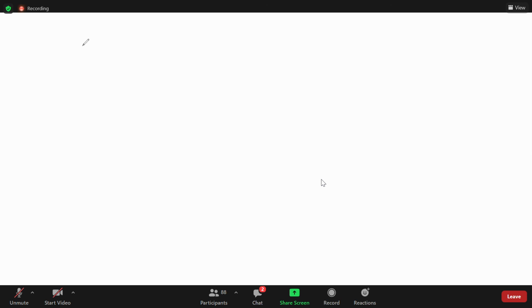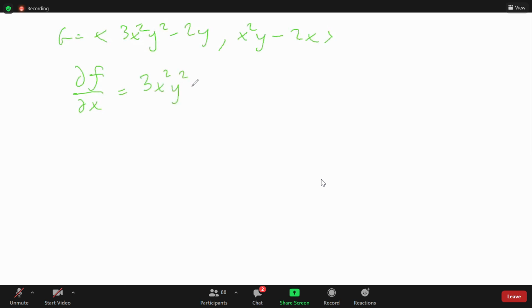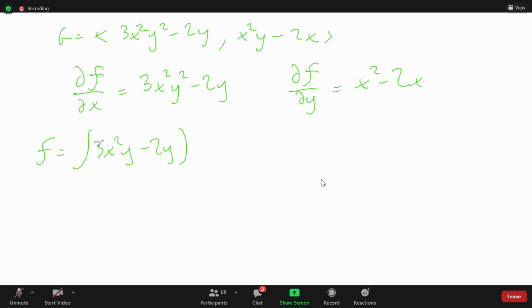Now the second one is a vector field 3x squared y squared minus 2y, x squared y minus 2x. So this means that the potential function has to have partial derivative with respect to x as 3x squared y squared minus 2y, and partial derivative with respect to y as x squared minus 2x. So let's take the integral of 3x squared y squared minus 2y in dx to give us x cubed y minus 2xy plus g(y).